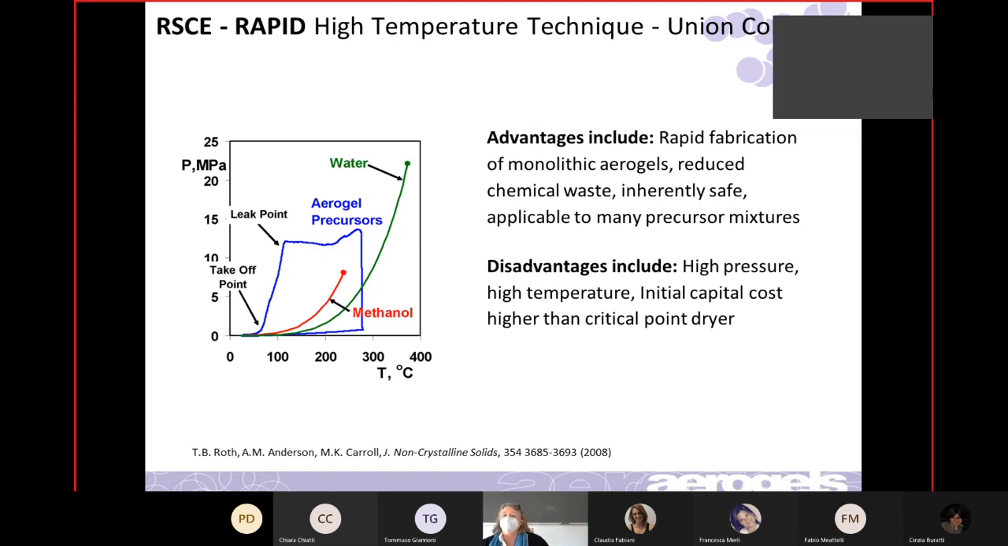You literally mix the chemicals, put them in, press a button, leave. Six hours, you come back, you have it. If everything works out, aerogel. It's also nice because it's reduced chemical waste. We don't have any solvent exchanges.